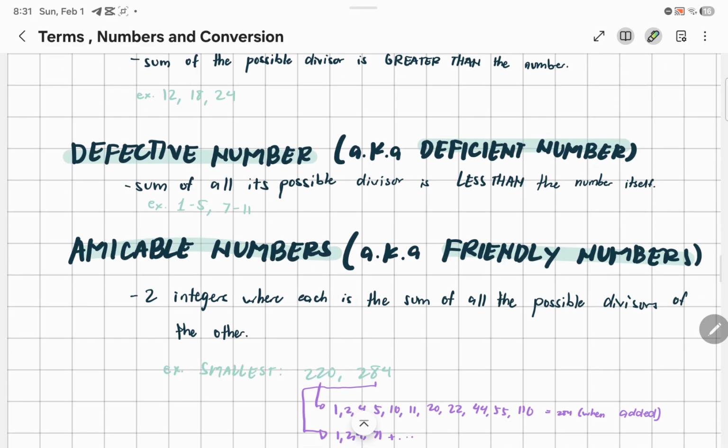Next, defective number, which we also know as deficient number. The sum of all its possible divisors is less than the number itself. An example of defective numbers is 1 to 5. 1, 2, 3, 4, 5 are defective numbers because, for example, 2. The factors of 2 are 2 times 1. We omit itself, so the sum is just 1, and it's less than 2. Therefore, it's a defective number.